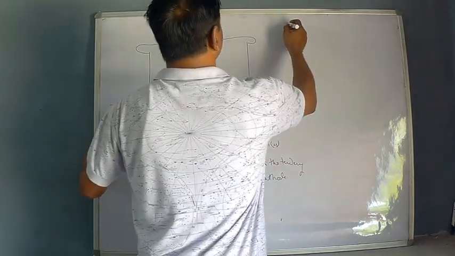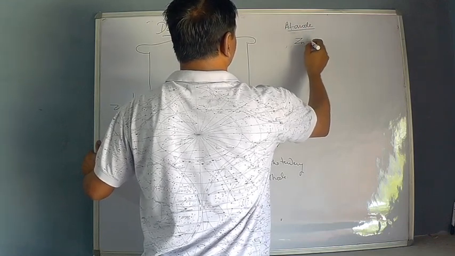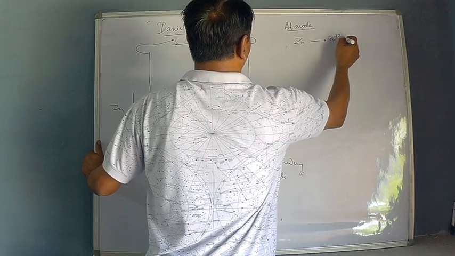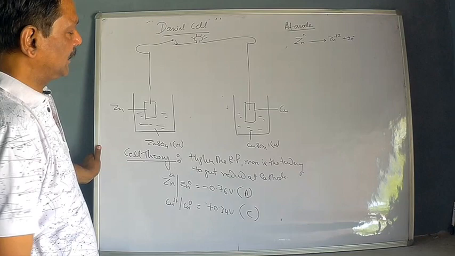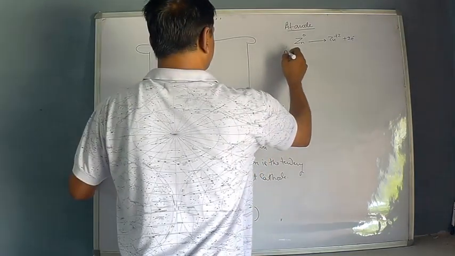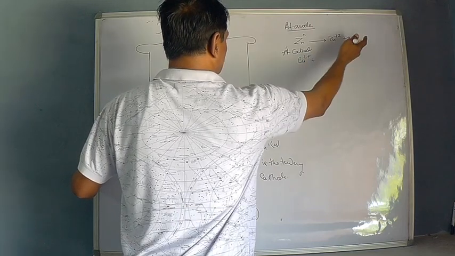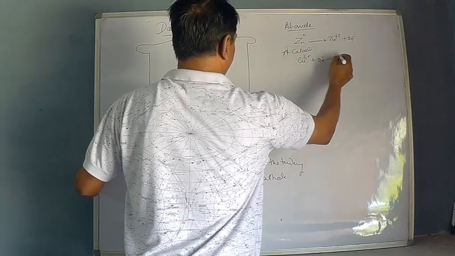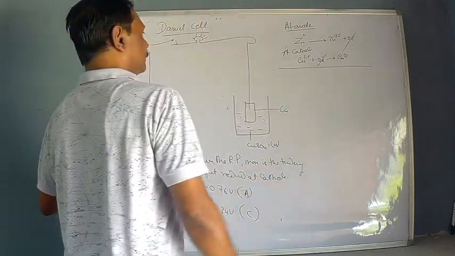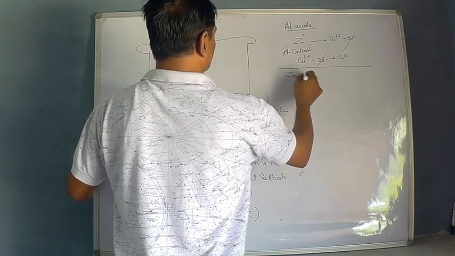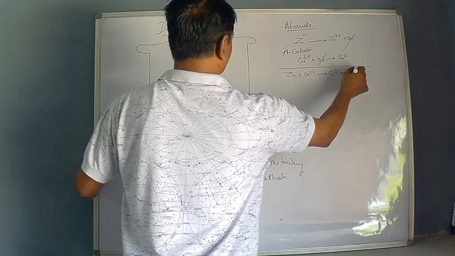So class, at the anode, zinc is getting oxidized, so I will write the reaction of zinc: Zn0 giving me Zn2+ plus 2 electrons. So you see very well that Zn is getting oxidized. At the cathode, Cu2+ consumes the 2 electrons liberated by Zn and gets converted to Cu0. If we add both reactions, the 2 electrons cancel, and we get the final overall cell reaction: Zn plus Cu2+ giving me Cu0 plus Zn2+.